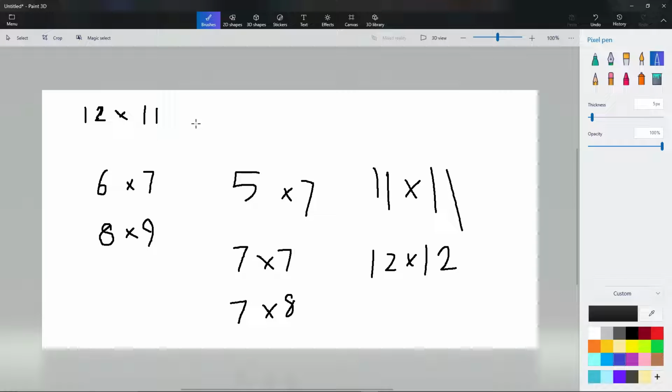Alright, 12 times 11 is 132. 6 times 7 is 42. 8 times 9 is 72. 7 times 7 is 49. 5 times 7 is 35. 7 times 8 is 56. 12 times 12 is 144. And 11 times 11 is 121. And that's all there is to it.